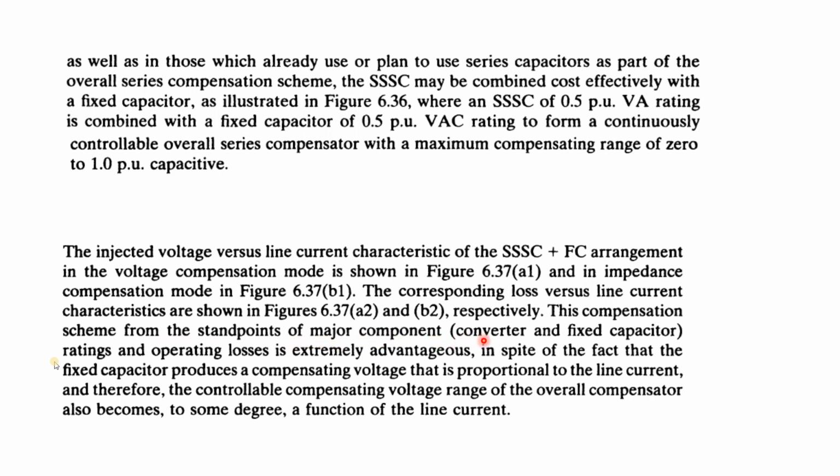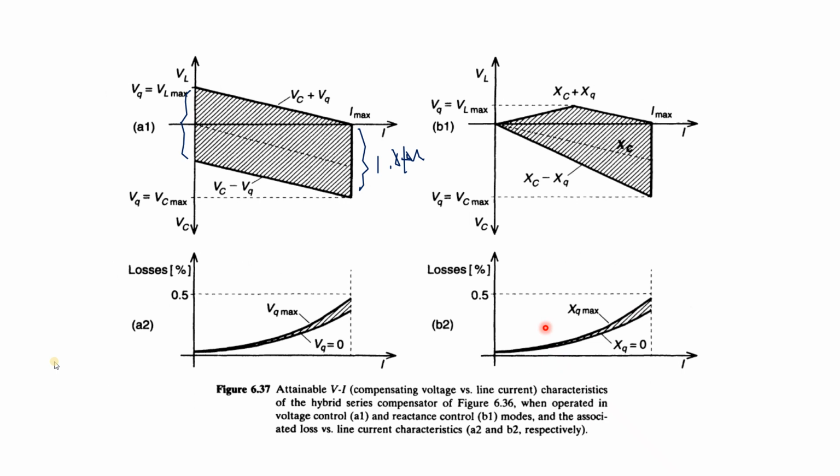This compensation scheme from the standpoints of major component, converter and fixed capacitor rating and operating losses is extremely advantageous, in spite of the fact that the fixed capacitor produces a compensating voltage that is proportional to the line current, and therefore the controllable compensating voltage range of the overall compensator also becomes to some degree a function of the line current. So you can see there is a difference, that here the voltages are a function of the line current. So as the line current increases, the voltage is decreasing, isn't it?